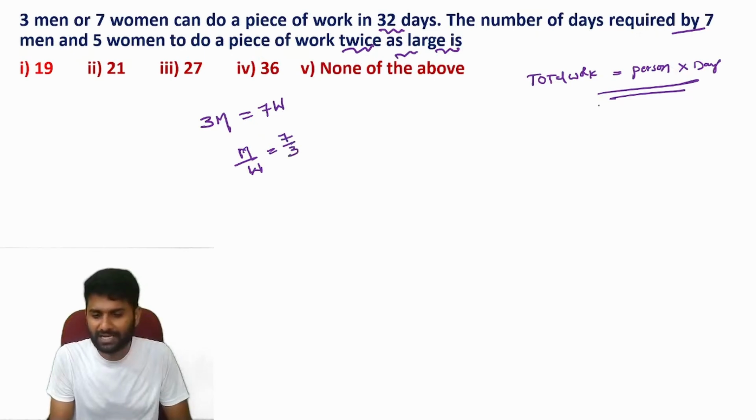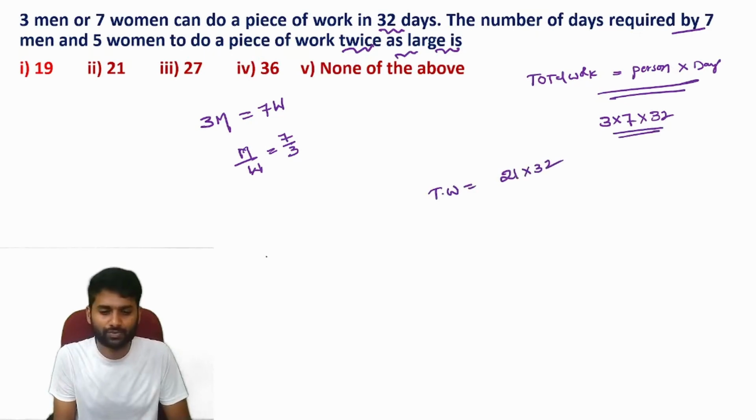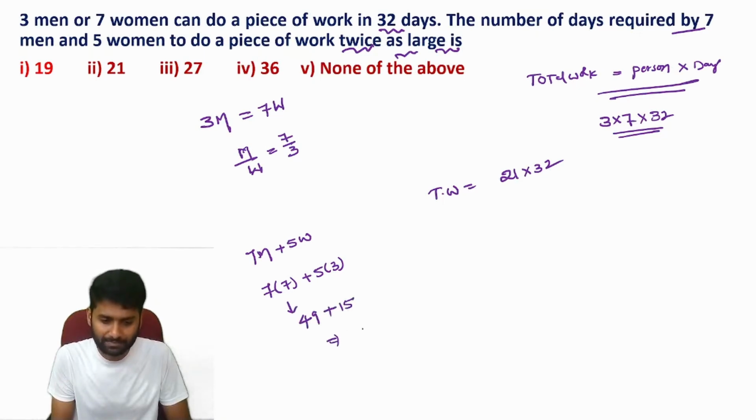7 by 3. Just identify the total work. Here 3 men participated. Men's efficiency is 7 units and they completed the whole work in 32. So here the total work is equal to 21 multiplied by 32. Now we are assigning exactly 7 men and 5 women. 7 into men's efficiency 7 units, women's efficiency 3 units. So 7 sevens are exactly 49 and 5 threes are 15. If you go through the sum, it is exactly 64.